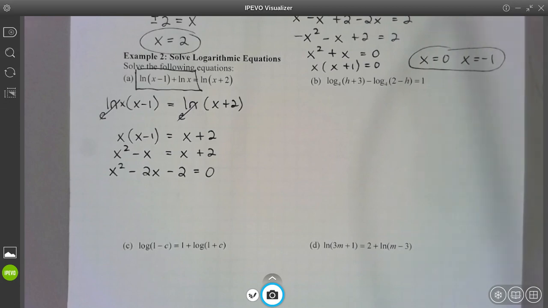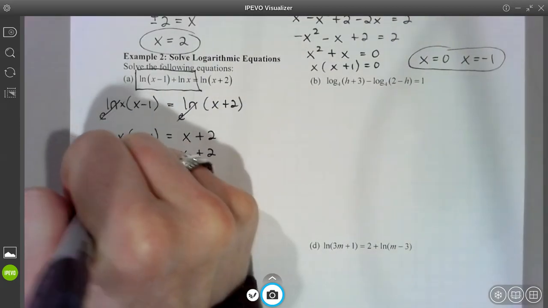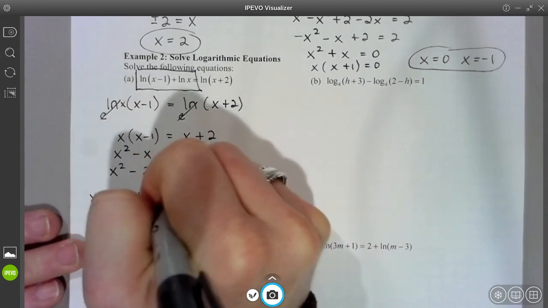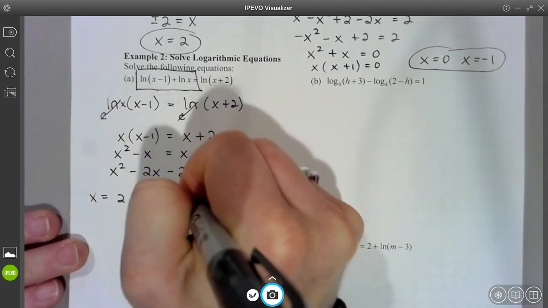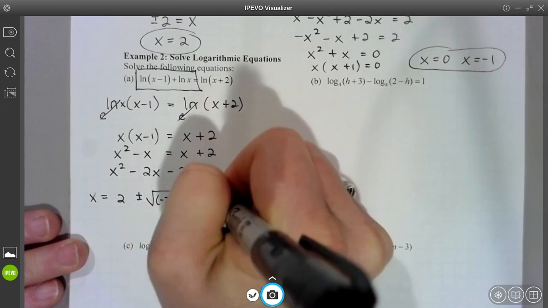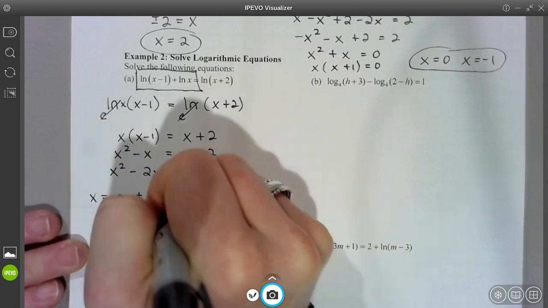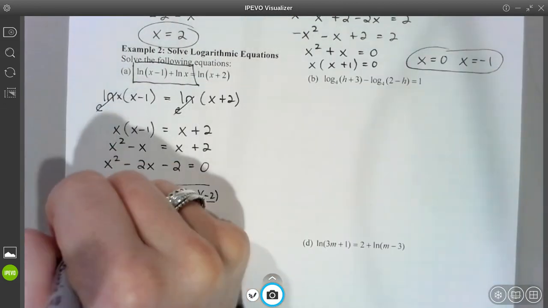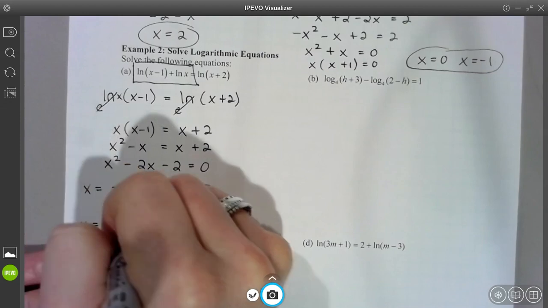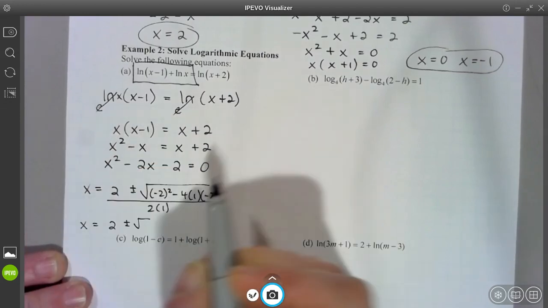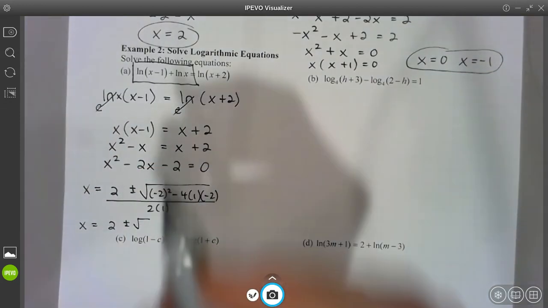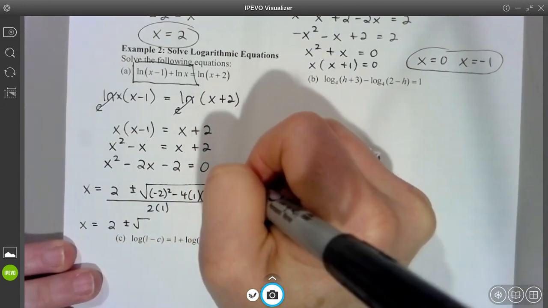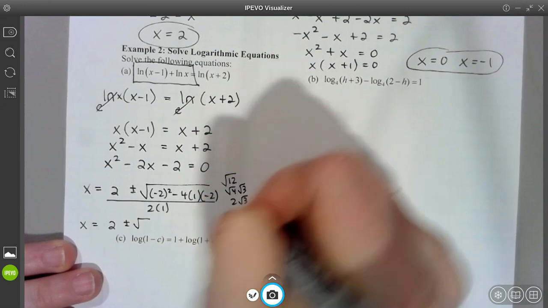just to check for extraneous solutions. All right, so x will equal the opposite of b plus or minus the square root of b squared minus 4 times a times c, all divided by 2 times a. Let's clean that up. Looks like it'll be 12. I think that's going to be the square root of 12, which is then going to be 2 root 3 when you simplify it.